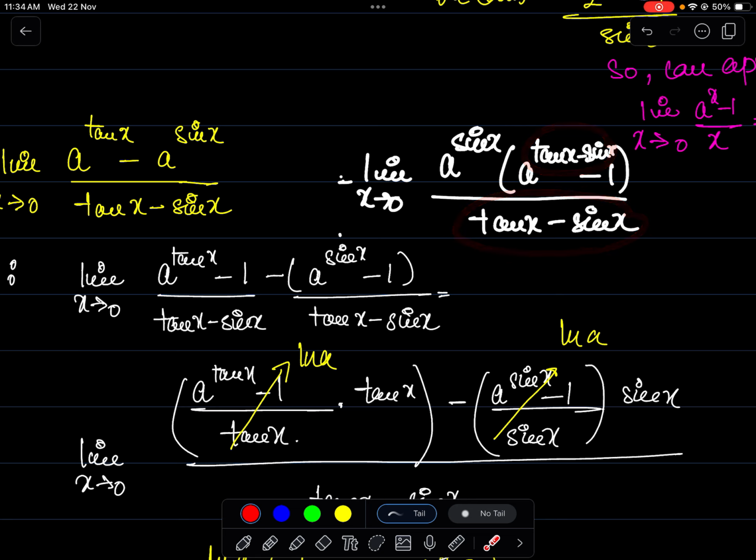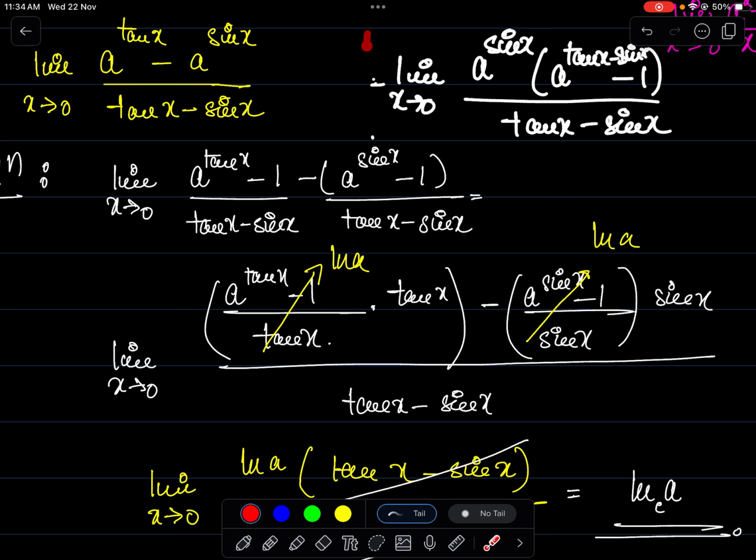So when you apply the limit separately to this and this, this is in the form of a to the power x minus 1 by x. This will give you ln a. And when you apply the limit here, sin 0 is 0. So you will get a to the power 0, which is 1. So 1 into ln a, again you will get ln a only.